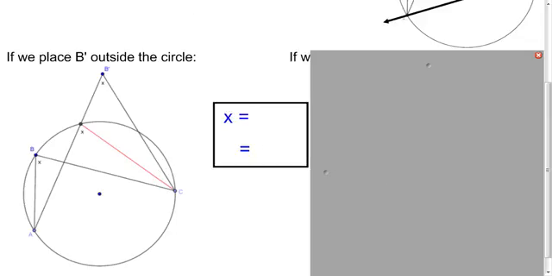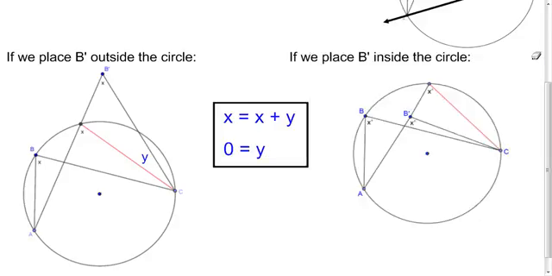Well, we have an exterior angle here. So this x equals this remote interior angle x plus this one over here, which we can call y. So we get the equation x equals x plus y. But if we subtract x from both sides, what happens? We end up with 0 equals y. So we have an angle that measures 0 degrees, which is not the case here. Y is clearly a non-zero angle, right? So that's impossible.